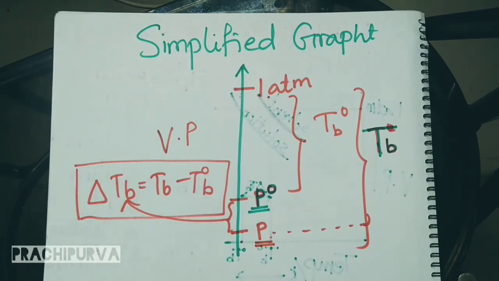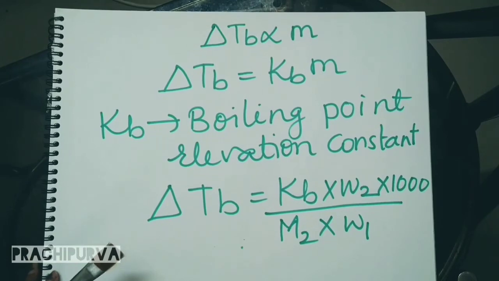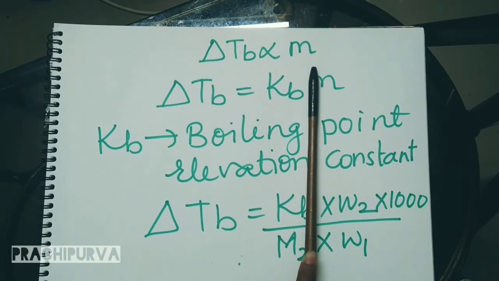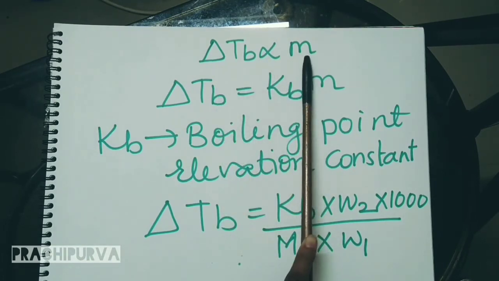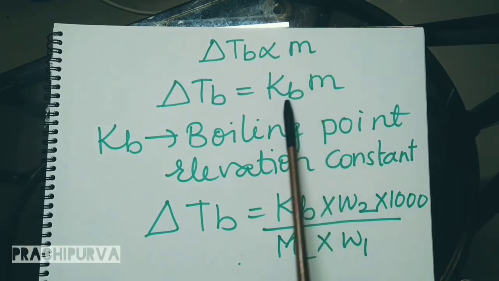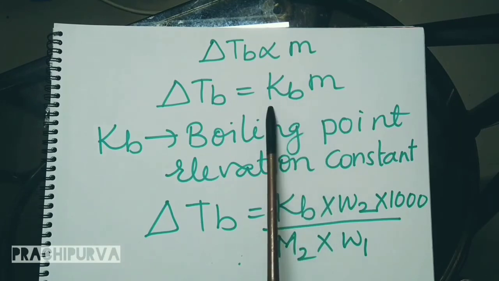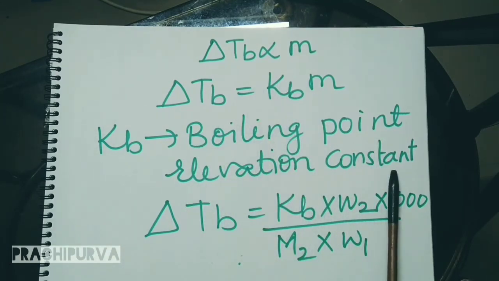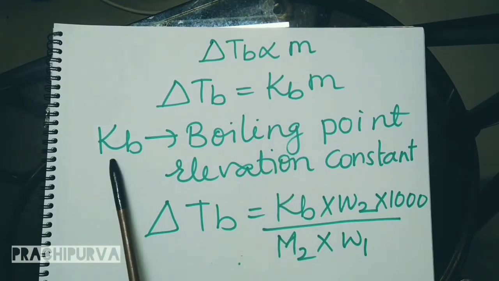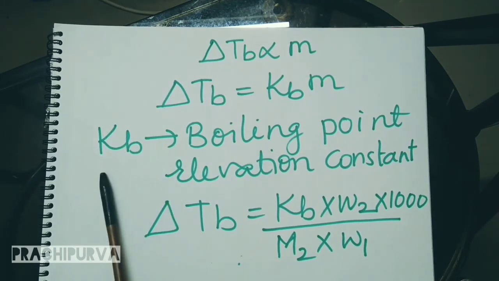Alright. So now what is the mathematical expression for this? Let's see that. The mathematical expression is delta TB directly proportional to m. Delta TB I just explained. What is m? Molality. Molality is nothing but the amount of solute present. So delta TB equals Kb into m. Kb is the boiling point elevation constant. This they give, or sometimes they ask us to calculate. It varies from solvent to solvent. It is not the same for all solvents. It is not universal, but it is a constant for all temperature and pressure.